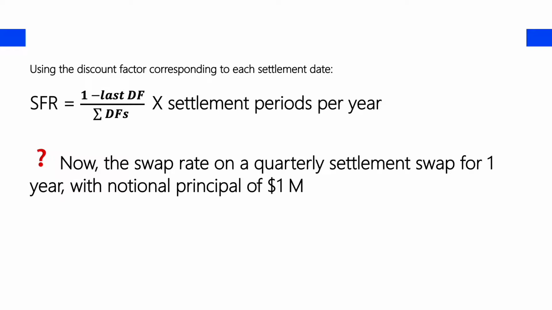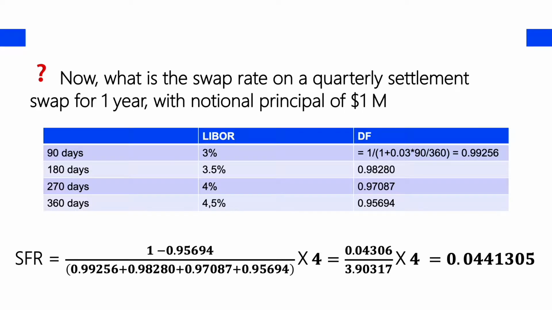But what you need to do is just apply it. Let's do exactly that. Calculate the swap rate and the fixed payment on a 1-year quarterly settlement swap with a notional principal of $1 million. And look what they've done for you here, give you the rates and the discount factors. Make sure you can calculate them.